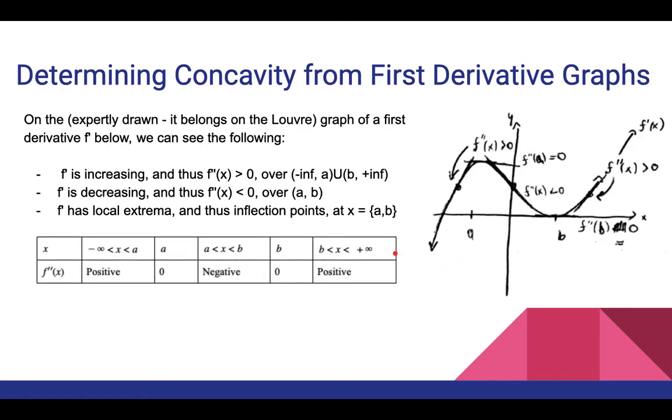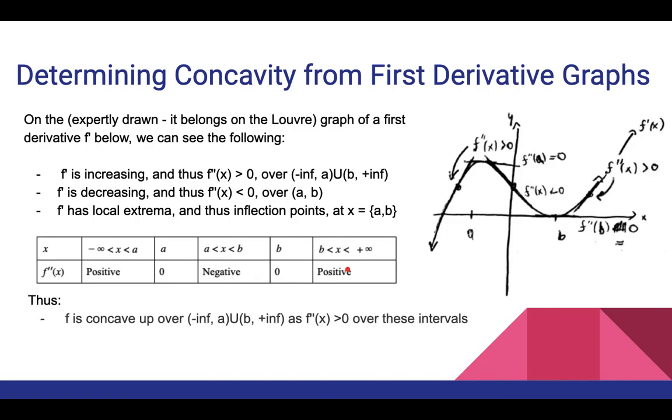So if we organize the results in a chart again, we can see that for x between negative infinity and a, our second derivative is positive. At x equals a, our second derivative is equal to 0. For x between a and b, our second derivative is negative. At x equals b, we get 0 for our second derivative. And then for b to positive infinity, our second derivative is positive.